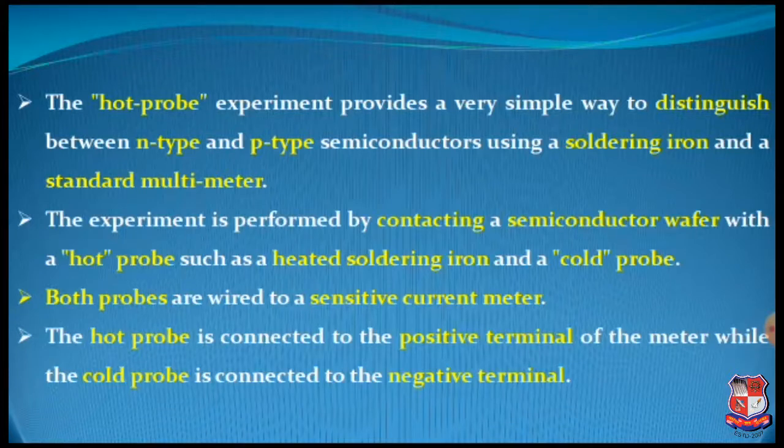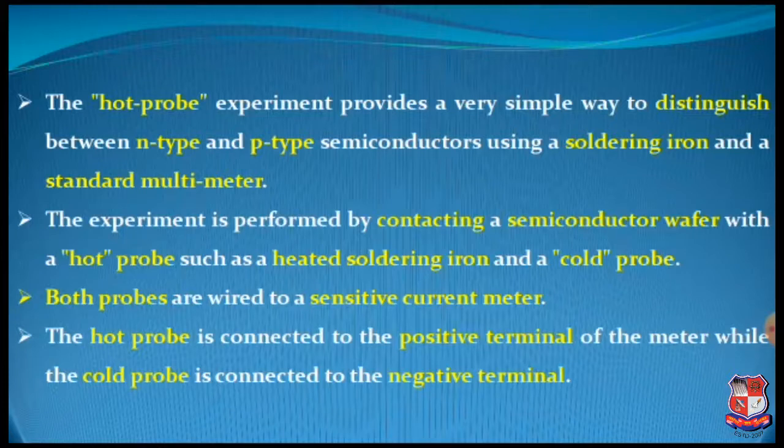The hot probe experiment provides a very simple way to differentiate N-type and P-type semiconductors using a soldering iron and a standard multimeter. So how is the experiment performed? The experiment is performed by contacting a semiconductor wafer, that means a semiconductor layer, with a hot probe such as a heated soldering iron and a cold probe. So basically the two probe method can also be compared here because the hot probe and cold probe are used.